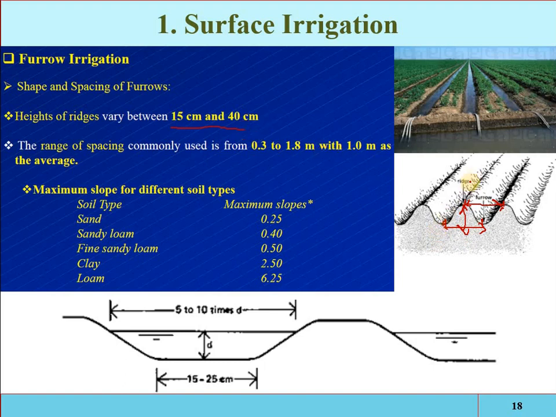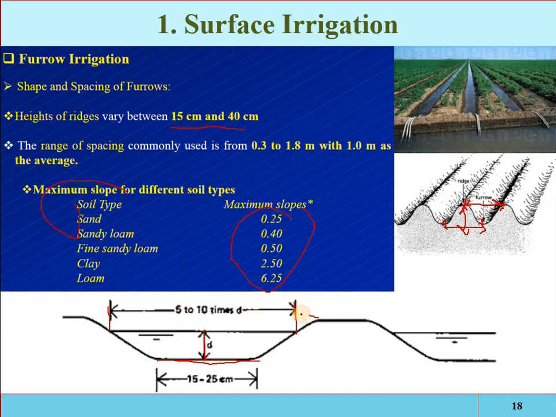And what will be the slope of the furrow, so that the water may be properly moved from the upstream into the downstream area? That depends on the type of soil. For different soils, different types of slope will be recommended. Okay, these are also standard recommendations: the bottom width of the furrow will be from 15 to 25 centimeters. And for example, suppose the depth of the water flowing in the furrow is D, then the top width of the furrow will be 5 to 10 times D.